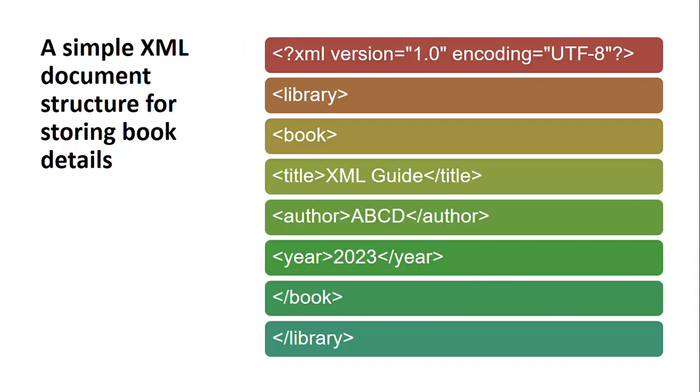A simple XML document, this is an example where we have given the XML version information, we have created a root tag as library, and we have included the book detail under this. The book detail holds the title, author, and the year information. Over here you can see every tag is a container tag having a start tag and an end tag and the content in between.